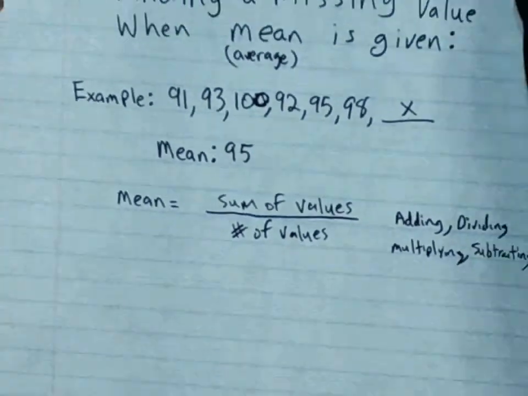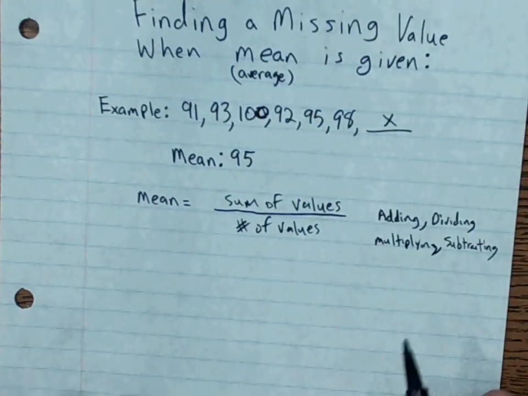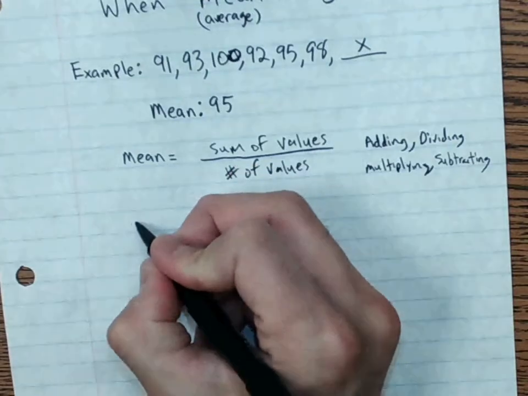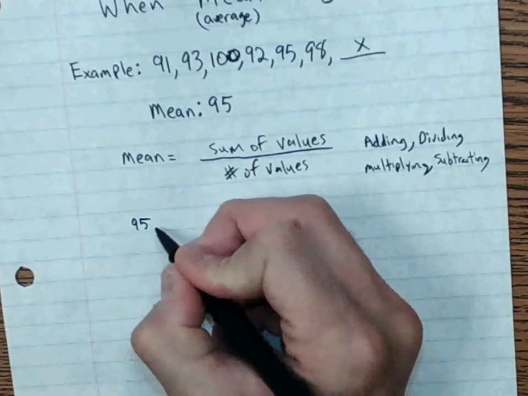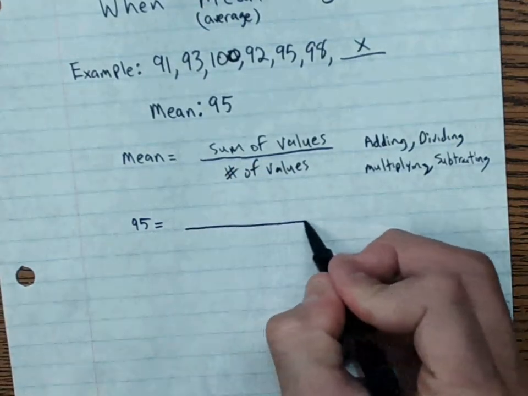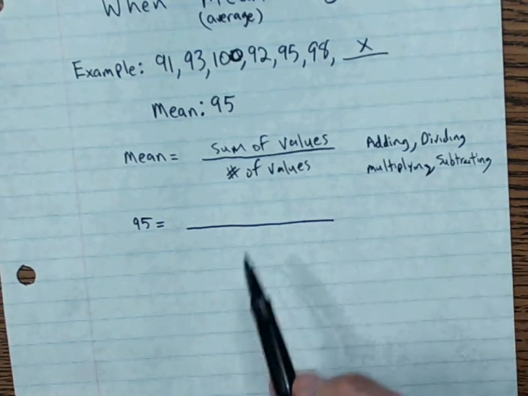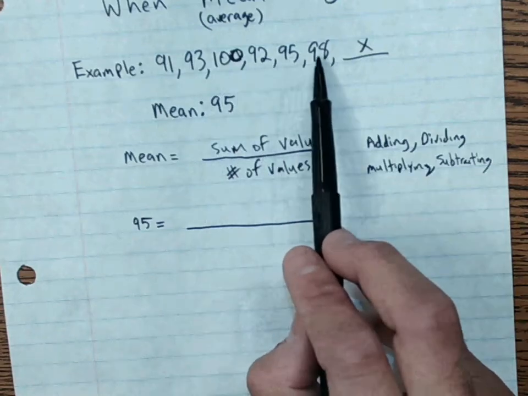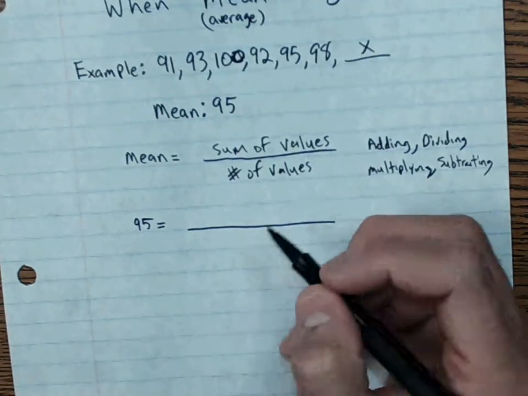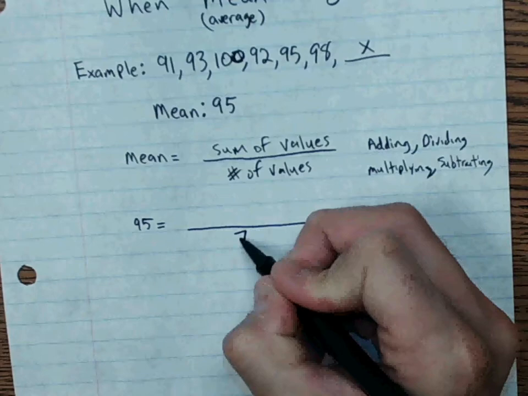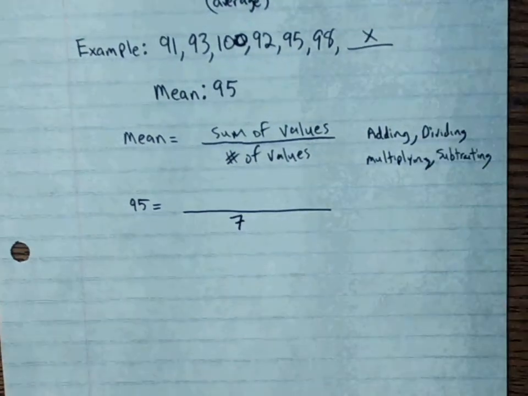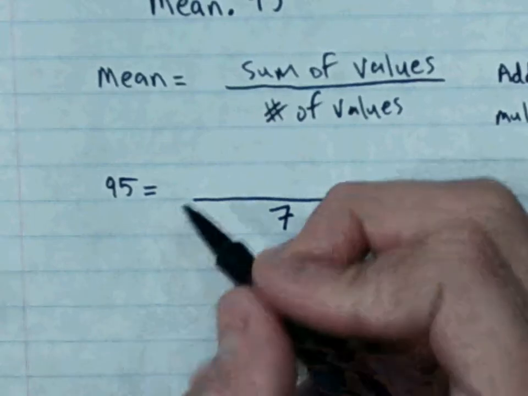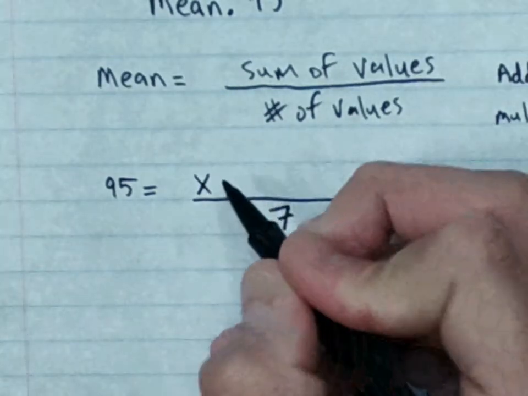Okay, let's work with our example. In this example, we know that our mean is 95. So I'm going to place that where I've got my mean, 95. Let's look at the number of values. I'm going to be adding a total of 1, 2, 3, 4, 5, 6, and 7 values. So that means that's what I'm going to divide by. I still have to count that missing value. Let me zoom in so you can see a little better. Now the sum of our values, I'm going to start with x. I don't know what x is, so that's what we're solving for.